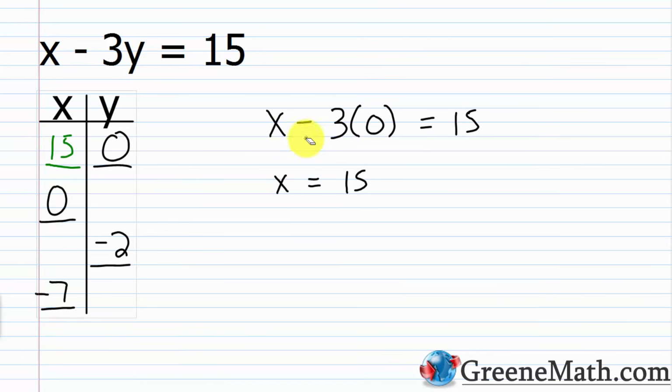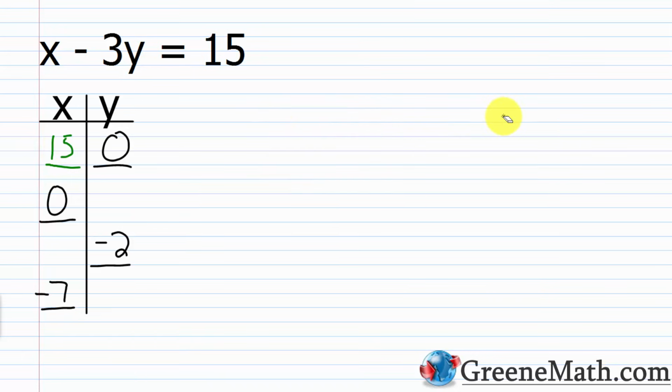So the ordered pair 15 comma 0 is a solution to this equation, right? 15 is my value for x, the value on the left. 0 is my value for y, the value on the right.